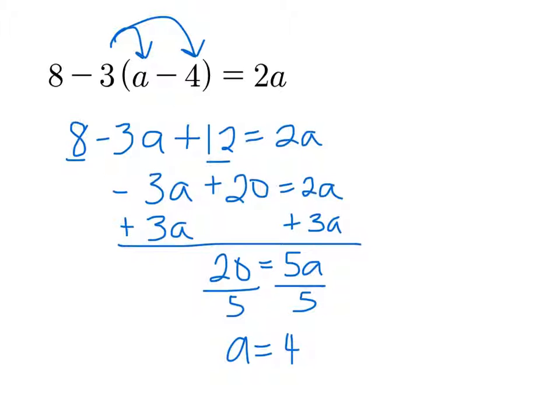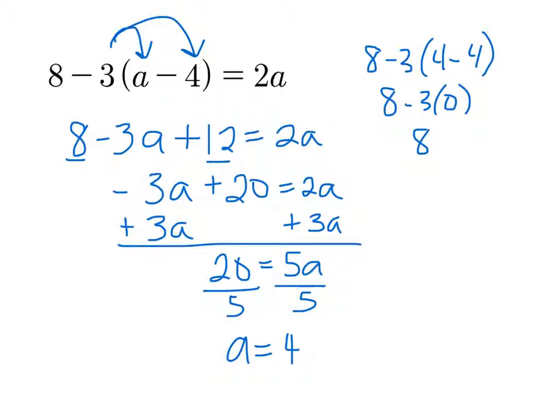A equals 4. 8 minus 3 times the quantity 4 minus 4. Well, that's easy because that's 8 minus 3 times 0. And 3 times 0 is 0, so the left-hand side is 8. The right-hand side, plug in the 4, and we get 8. They are equal. We got it right. A equals 4.